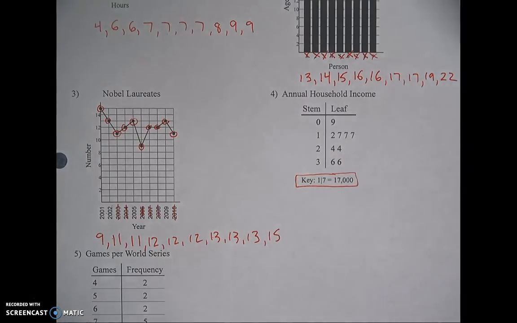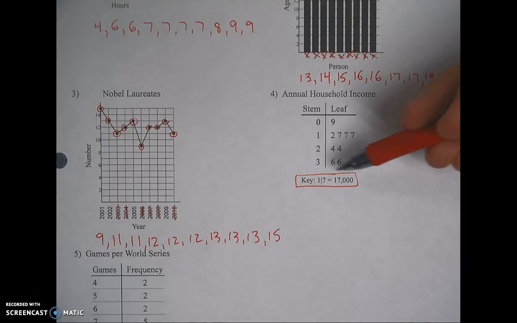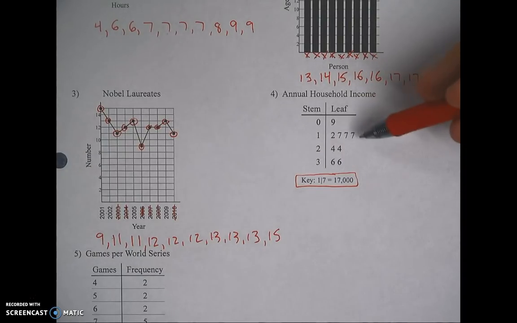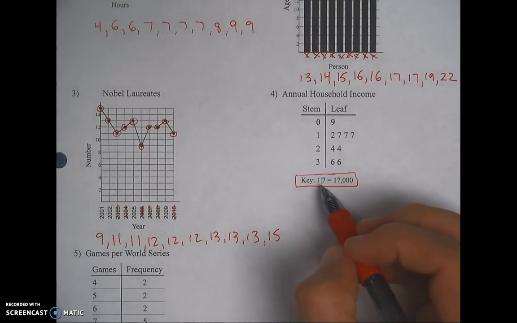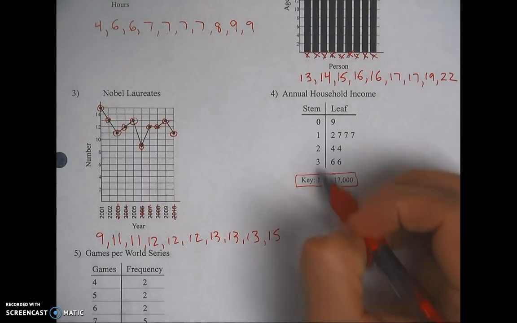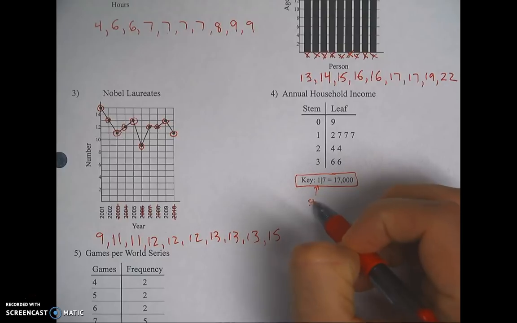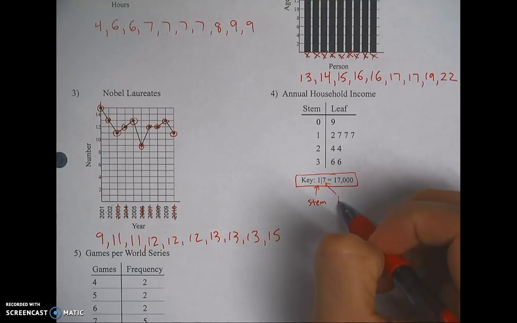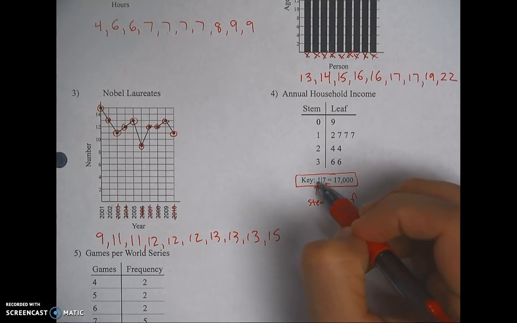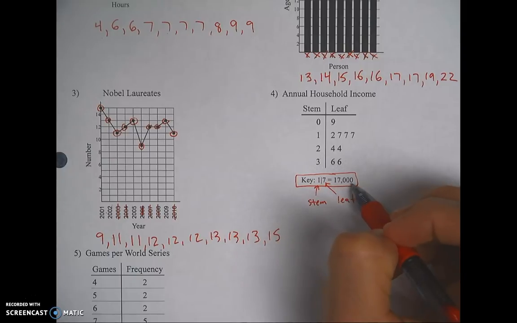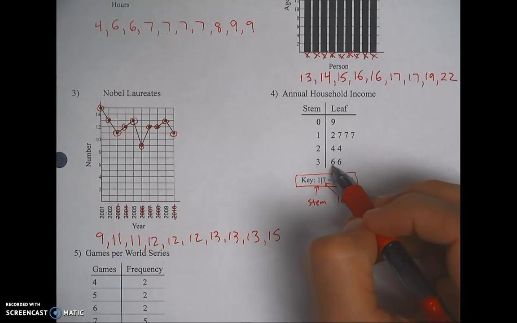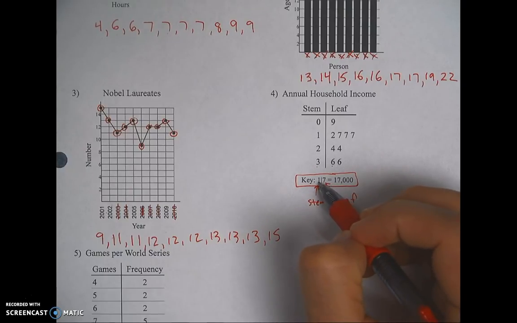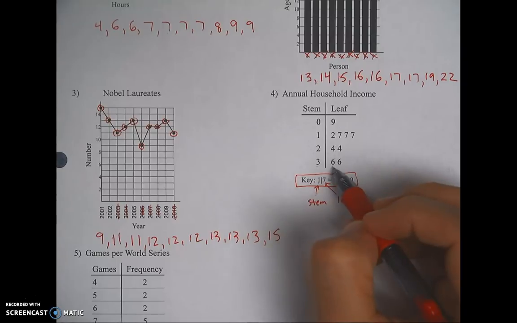And the key is most important because these can be written exactly the same, and if the key changes, then these numbers actually mean something else. So the key is telling you that whatever's on the stem, that's right here, and whatever on the other side of this slash, that's the leaf. And so if I had a 1 and a 7, that represents 17,000. So for instance, I've got this 3 and I've got this 6. So if I have a 3/6, that's 36,000.